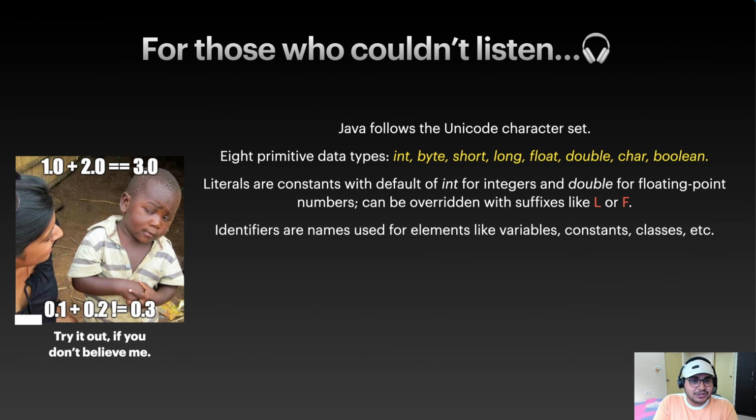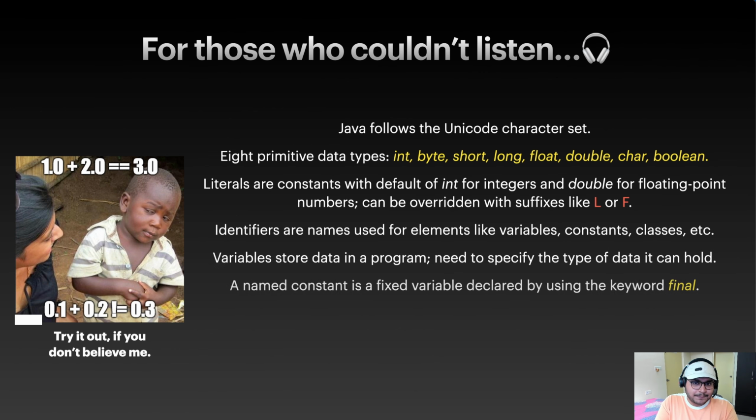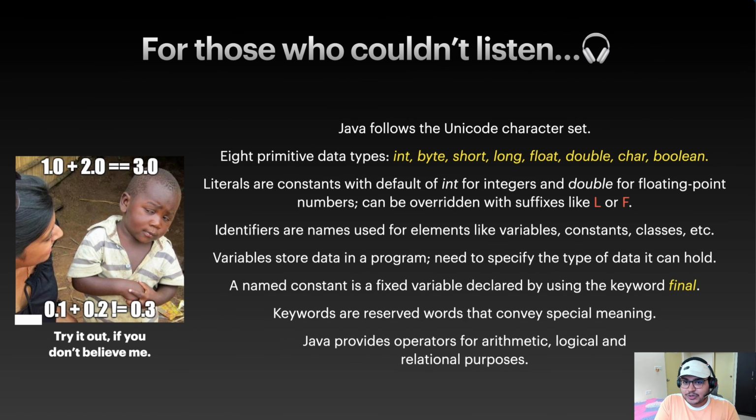Identifiers are names that are used to distinguish various entities in a program. Variables are data warehouses. We need to attach a data type to a variable to specify what kind and type of data it can store. A named constant is a special variable whose value can never be changed throughout the program. Keywords are special words that have specific purpose and meaning in a Java program. To perform various operations, Java provides a lot of operators like arithmetic, logical, relational, and so on that we just saw.